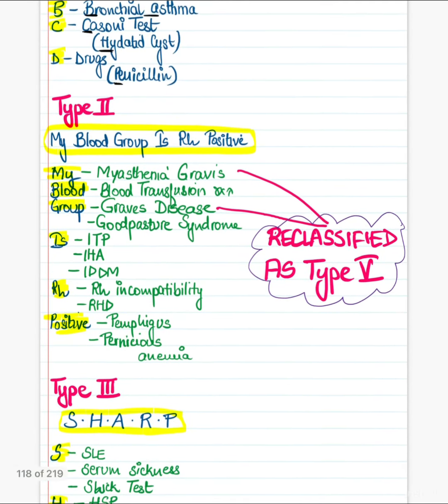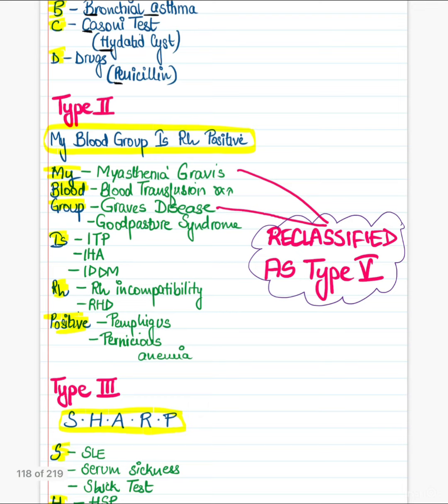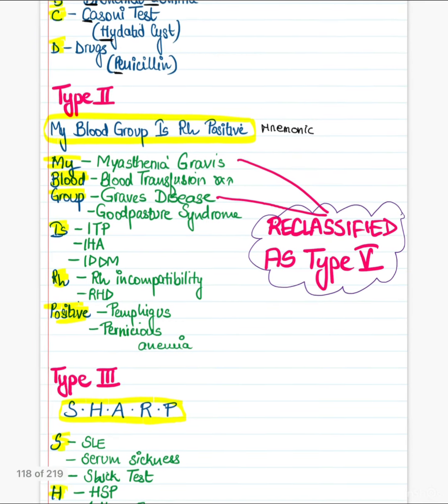Then coming to type 2. Type 2 means my blood group is Rh positive, guys. This is the mnemonic for your type 2. M for myasthenia gravis, that is HLA-B8, guys, if you can recall. Then blood transfusion reaction, guys. The most common is febrile non-hemolytic transfusion reaction within 6 hours, guys. This is important, guys. Febrile non-hemolytic, and also you have TRALI, transfusion related acute lung injury. Then G for Graves disease. This is again HLA-B8 positive, guys.